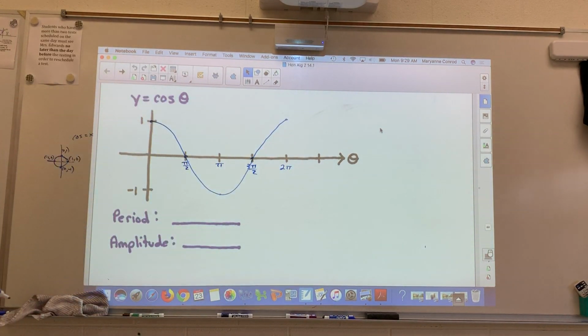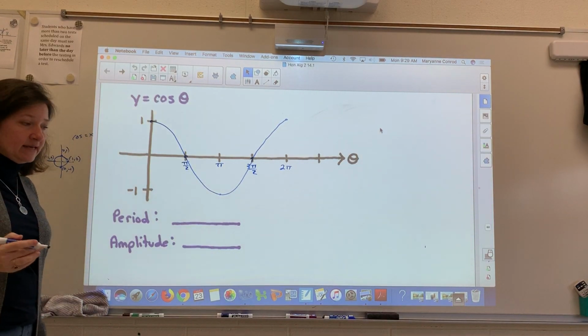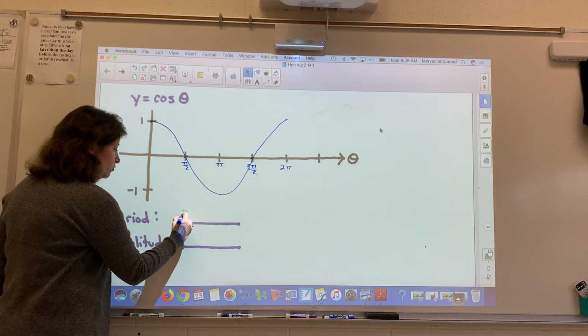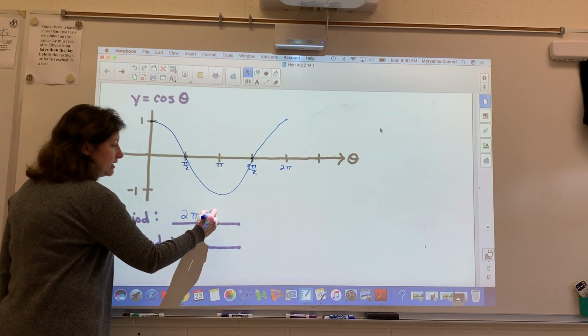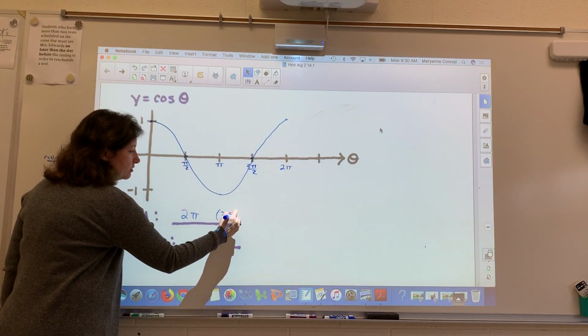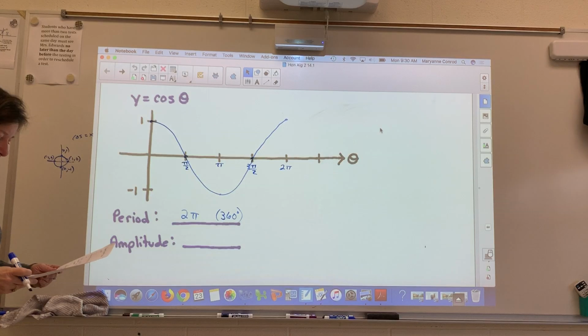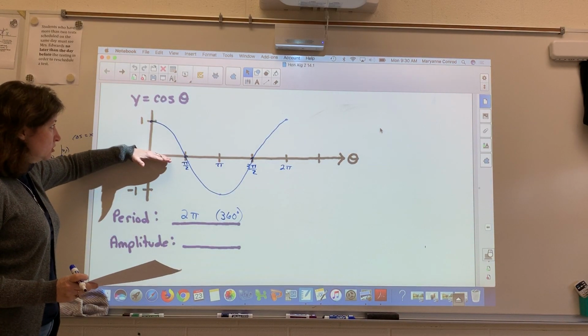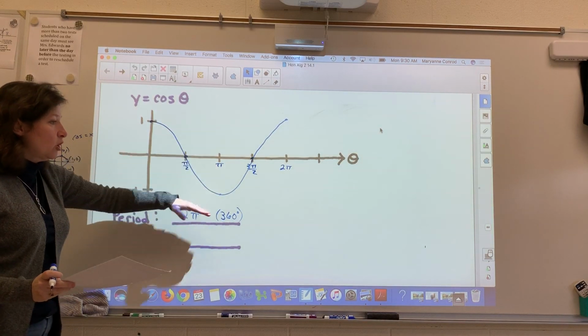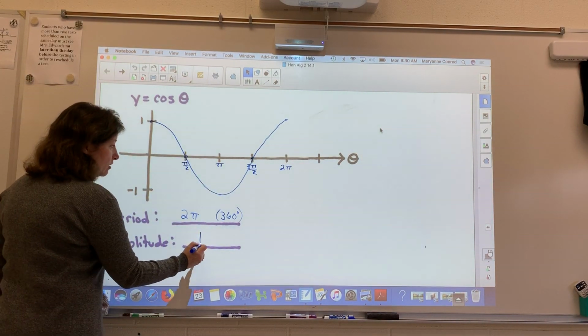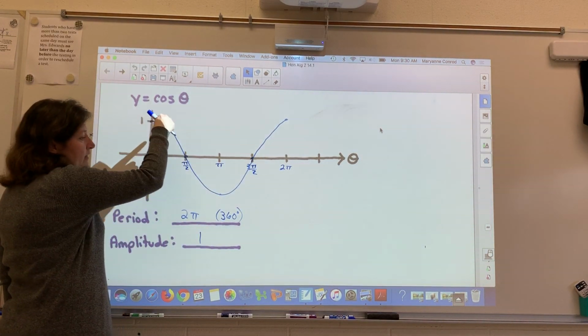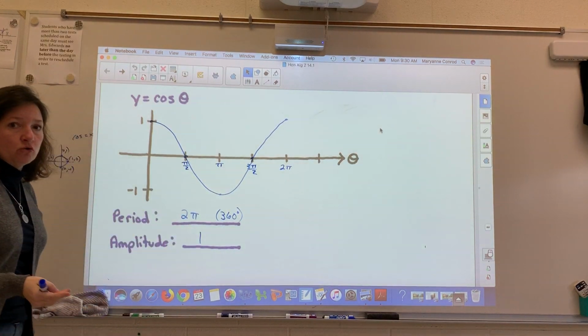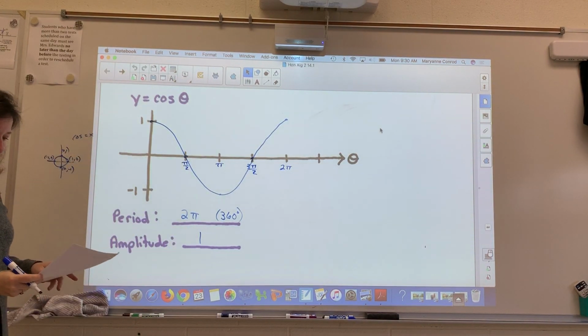And we end up with that same curve, and then it repeats itself. So what is the period of this function in radians? It is a distance of 2 pi. If I did this in degrees, the period would be 360 degrees, and then it repeats itself. What is the amplitude? Well, from the middle to the highest point, or the middle to the lowest point, is a distance of 1. Or if you did maximum minus minimum divided by 2, and always make the amplitude positive.